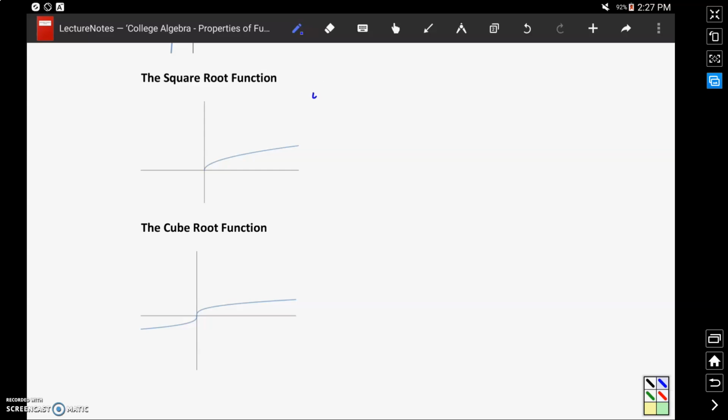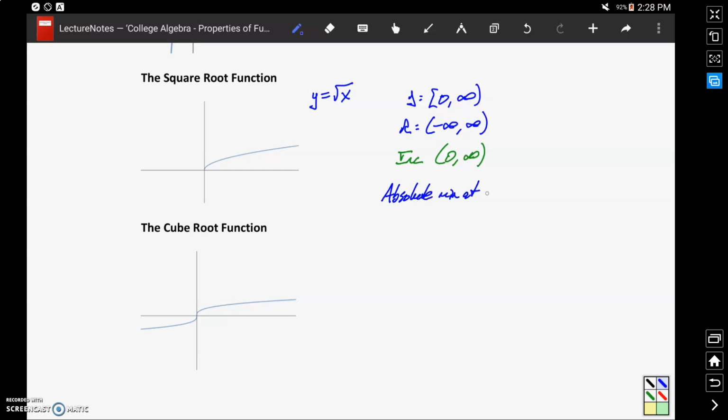We have the square root function, which is y equals square root of x. Its domain is from 0 to infinity, with 0 included. Its range is 0 to infinity. It's increasing on 0 to infinity. And it has an absolute minimum at x equals 0.